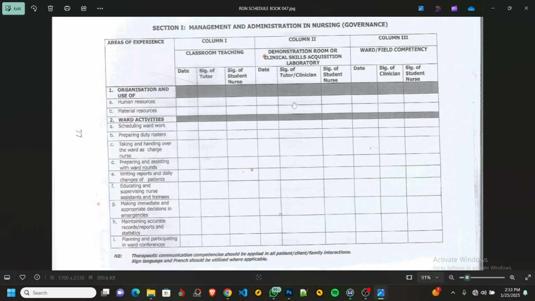So the day that you studied all those ones, or you observed how it is done, you write the date for it, then you will sign, and then the clinician also signs for that particular one. Then you do the same for that of the competency. If it is comfortable and then you now understand it well, you write the date, then you sign as a student, and then the clinician also signs. So that is what we have for management and administration in nursing.